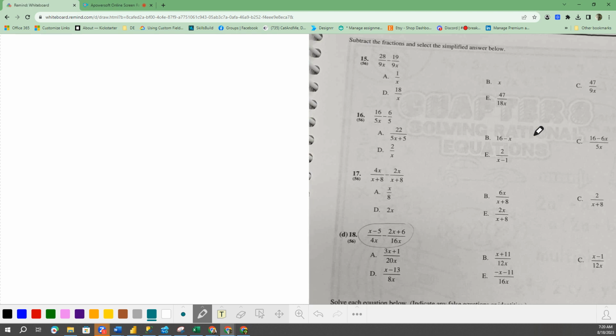What's the difference between these problems? If you look at number 15 to 17, all the denominators are just monomials. But 18 has binomials. Whenever you have a binomial in your denominator and you're subtracting, it's wise to put them inside parentheses. But for 15 to 17, we don't have to do that for now.